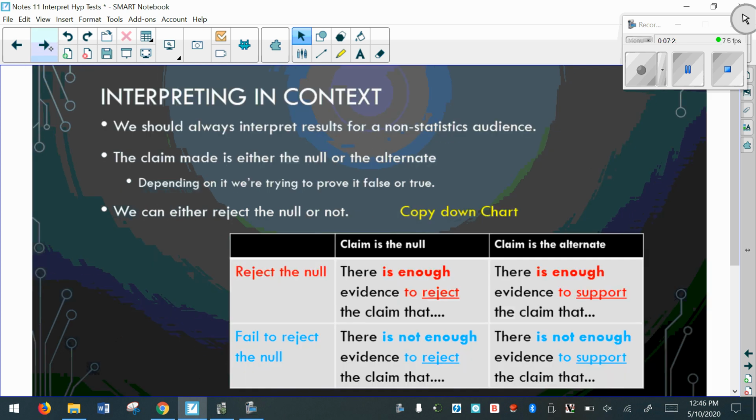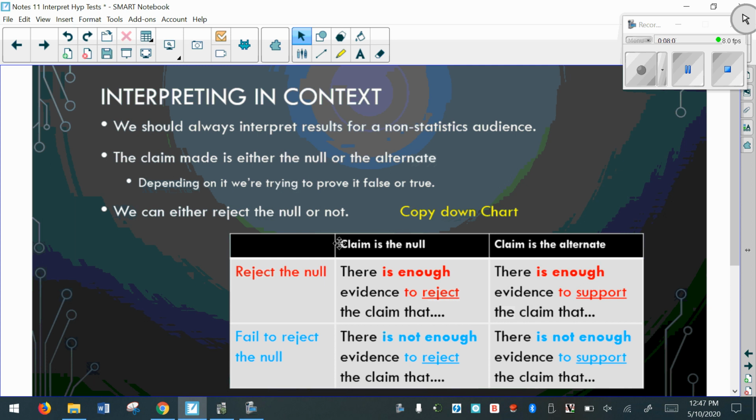Here's an important chart for you to write down. If your claim is the alternate, as it was in the previous problem, and you reject the null, there is enough evidence to support the claim. If your claim is the alternate and you fail to reject the null, then there is not enough evidence to support the claim. But what if you have the null as your claim and you reject? Then there is enough evidence to reject that claim. And what if you have the null as your claim and you fail to reject that null? Then you would say there is not enough evidence to reject the claim.